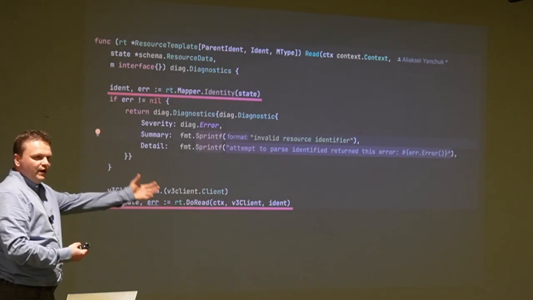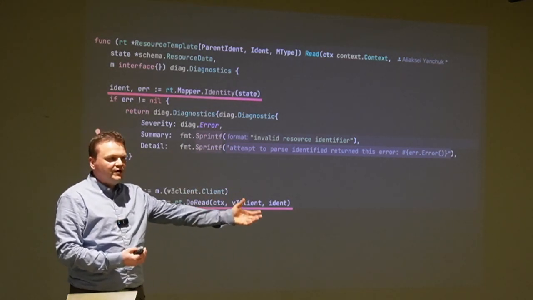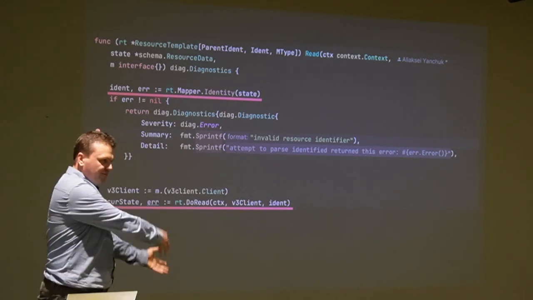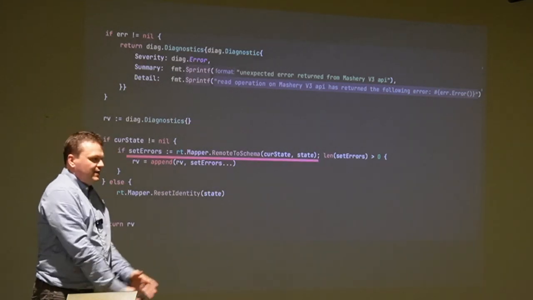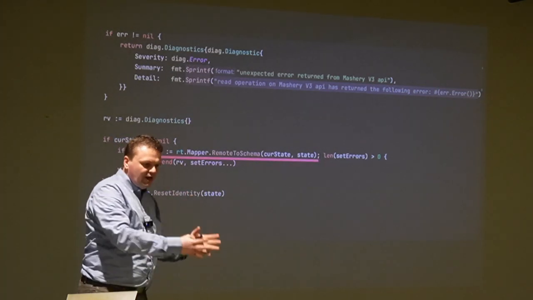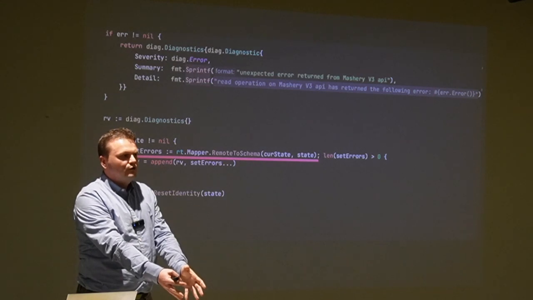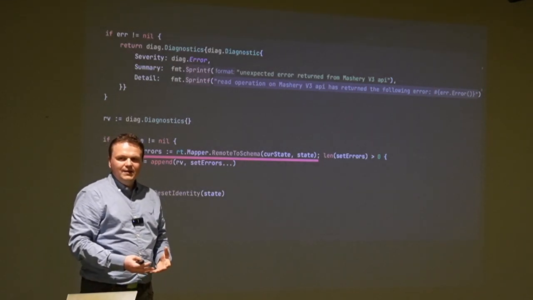Second one, you want to actually go to the target API and fetch the current values. So you exchange the identifier for the current values. And the third step is you take the actual values and put them back in a Terraform state so that Terraform can do its magic.